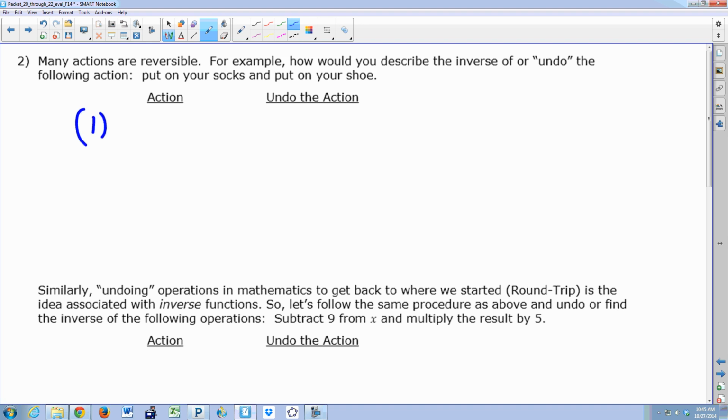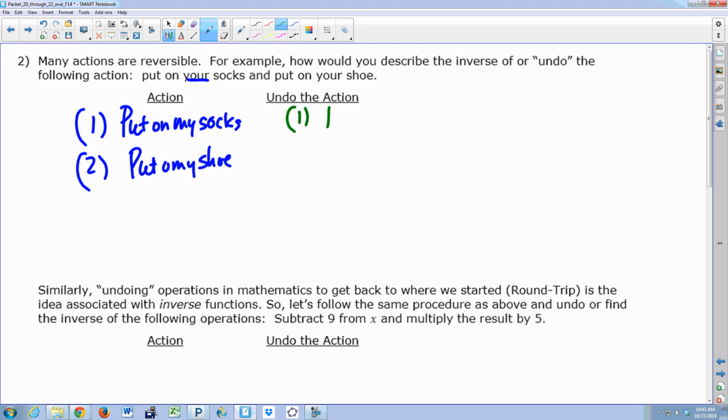Okay, so my action is to put on my socks and put on my shoe. All right. So how would I undo this? Someone want to help me undo it? Tell me what I would do. Caitlin? Take off my shoe and take off my sock.